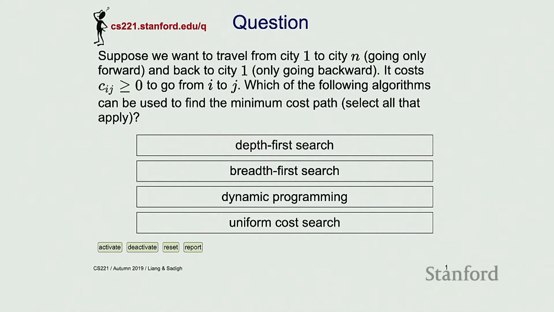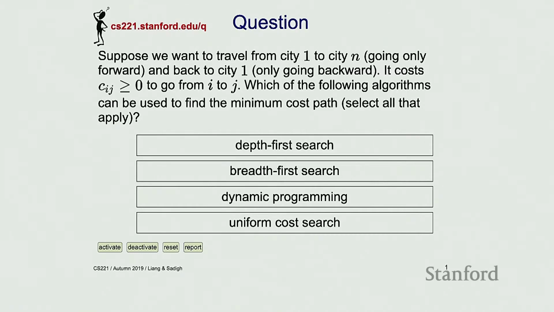If you guys remember, we had this city block problem. So let's go back to that problem and do a review of some of the search algorithms we talked about last time. Suppose you want to travel from city 1 to city n, only going forward, and then from city n you want to go backwards and back to city 1, going only backwards. Okay, so the problem statement is kind of like this.